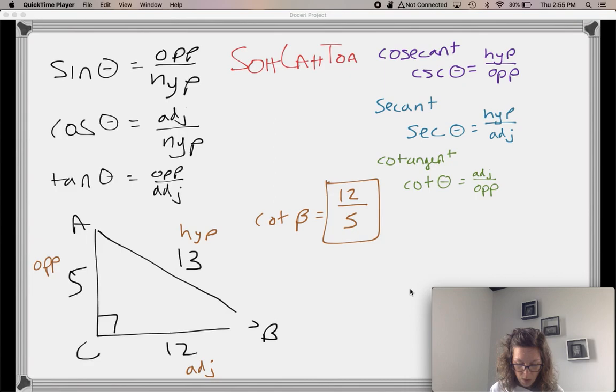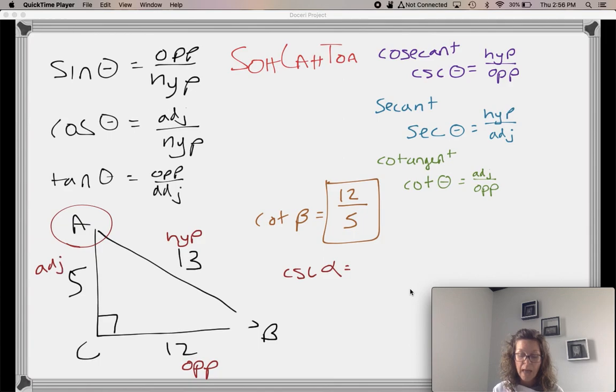Okay, so let's look at one more, and we'll just leave the same triangle here. But this time, we'll go for the cosecant of alpha. So this time, now I want to focus on alpha, on A. So I'm going to label according to A. So 13 is the hypotenuse no matter what. But now 12 is our opposite of A, and 5 is our adjacent to A. So always start with our focus and labeling.